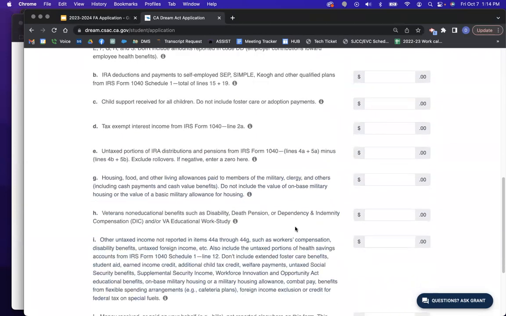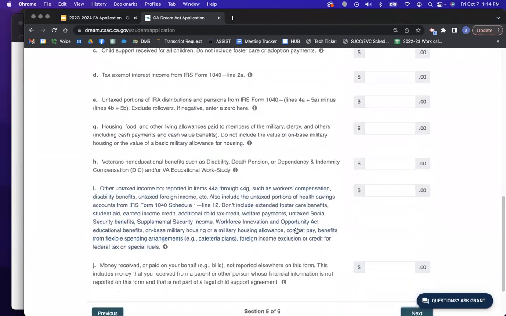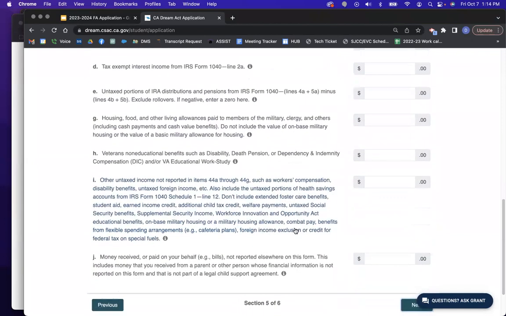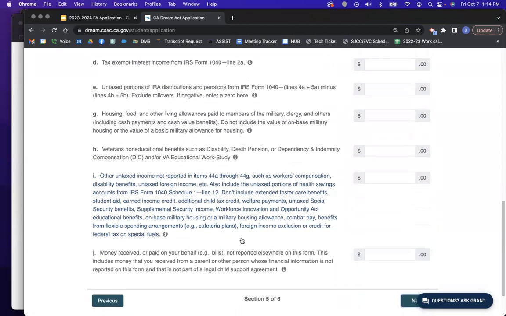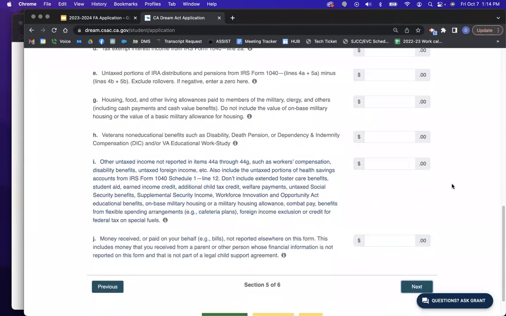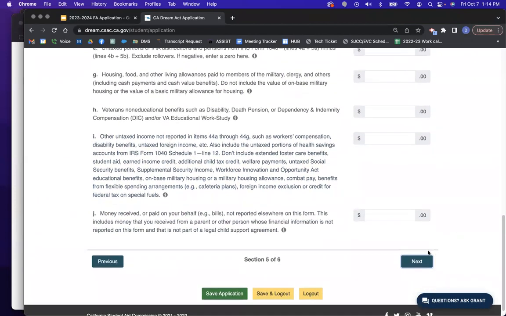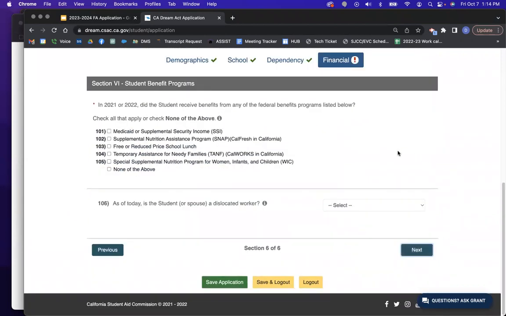If you're a veteran, any non-educational benefits that you're getting, any other untaxed income that you're receiving, like welfare, social security, opportunity act benefits, anything like that, you would put it on here. And then any other money that was not reported. Again, these are very unlikely. So for the most part, they'll stay at zero. And then you can move on to the next thing.